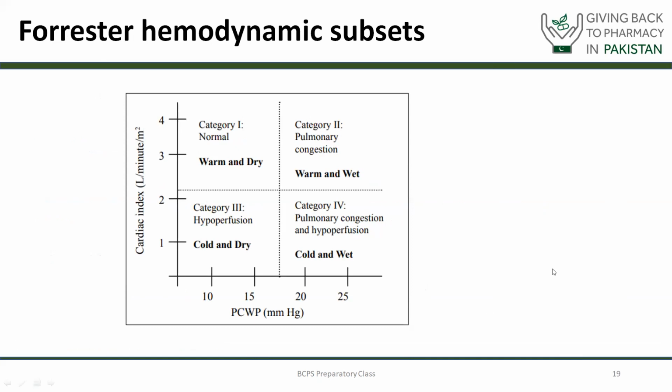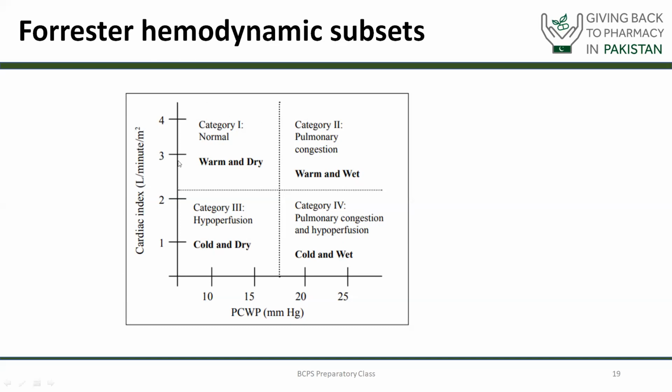The Forrester hemodynamic subsets are pretty complicated. They use two indications: on the x-axis is the pulmonary capillary wedge pressure, and the other is the cardiac index, meaning how the heart is working, and how much blood volume is giving pressure on the pulmonary capillary wedge pressure. This pressure represents not only the volume, but also how much pressure is faced from the vessels. If there is vasoconstriction, the pulmonary capillary wedge pressure will also go high.